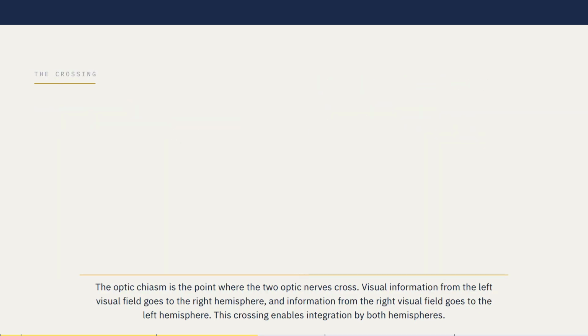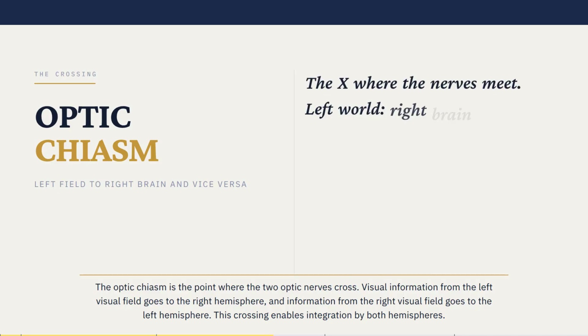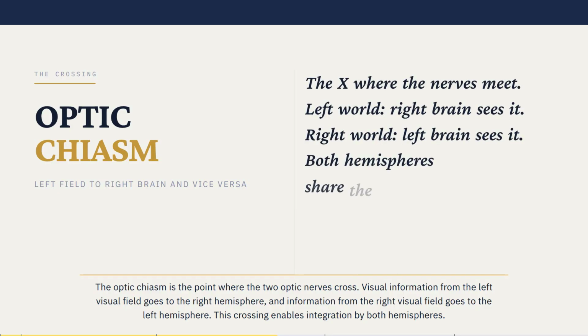The optic chiasm is the point where the 2 optic nerves cross. Visual information from the left visual field goes to the right hemisphere, and information from the right visual field goes to the left hemisphere. This crossing enables integration by both hemispheres.